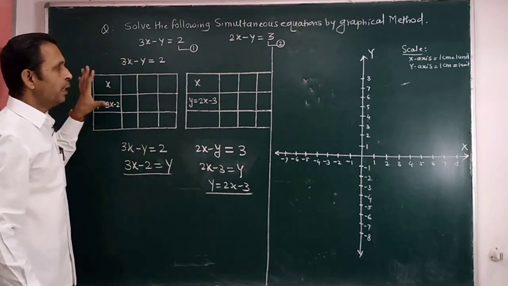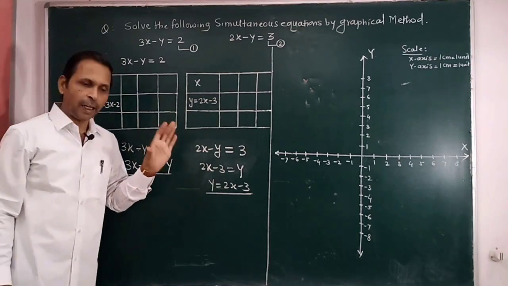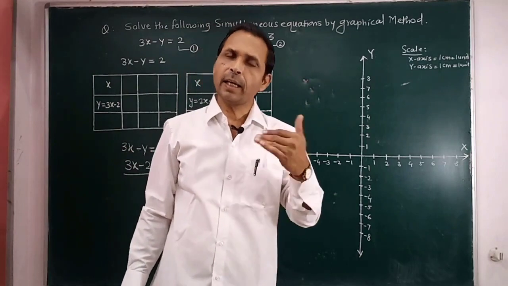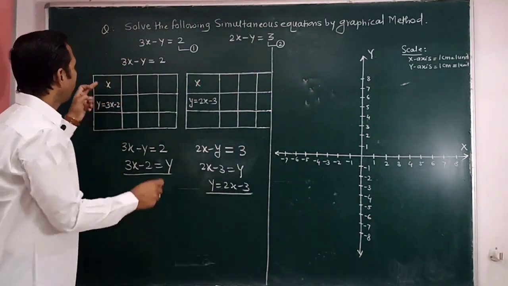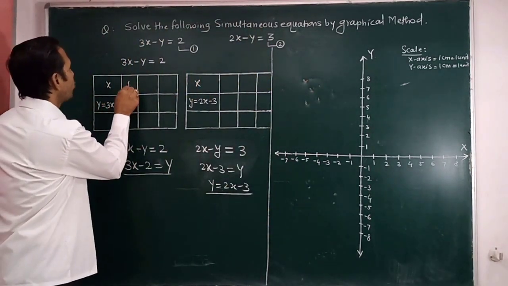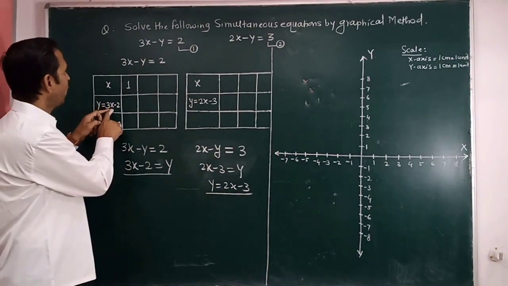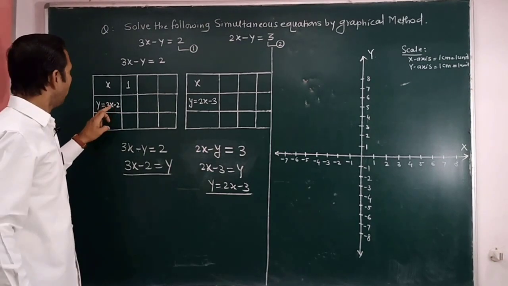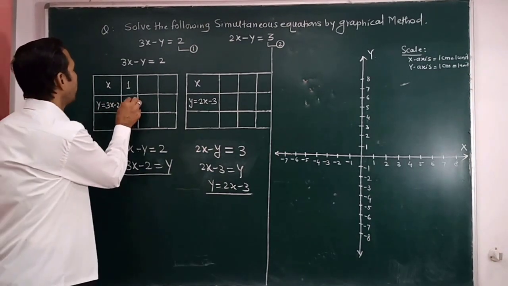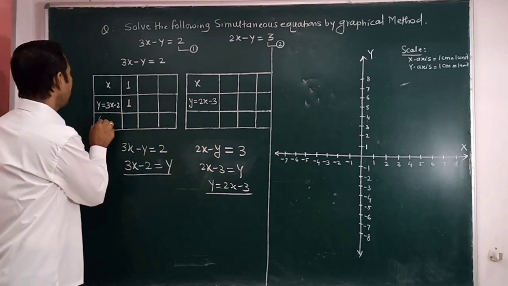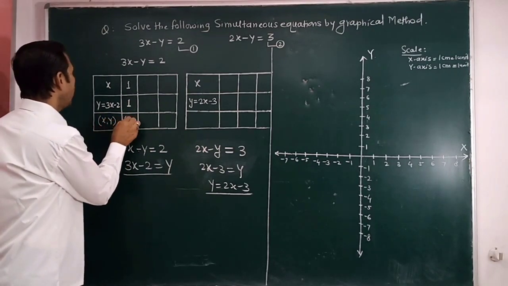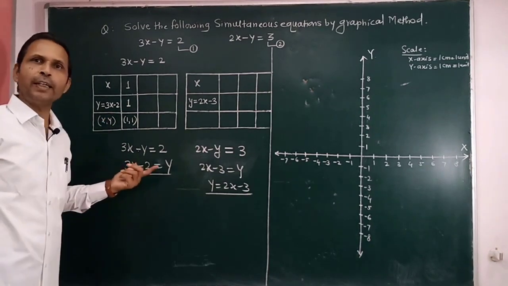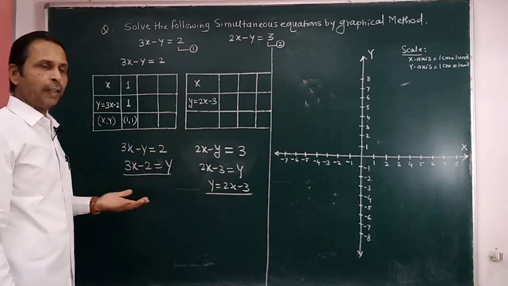Now suppose we take a value of x and find the value of y. Take any value of x. If you take the value of x as 1, then put 1 here: y is equal to 3 into 1, that is 3, minus 2, that is 1. Then the point (x, y) is (1, 1). It is very easy to find the value of y.